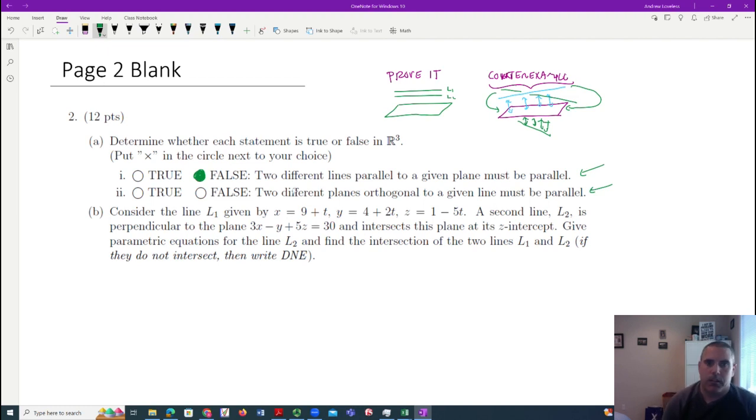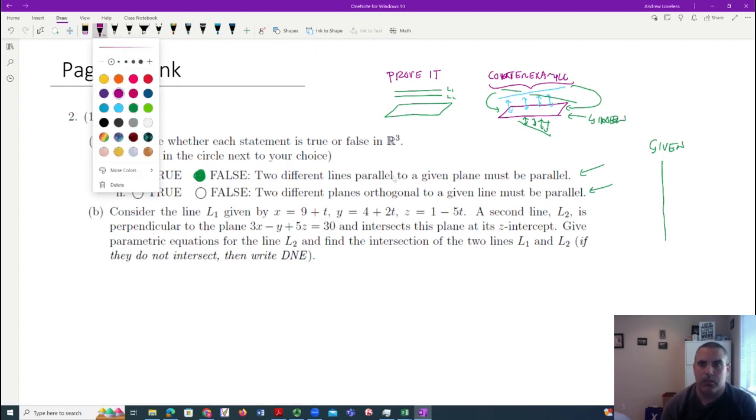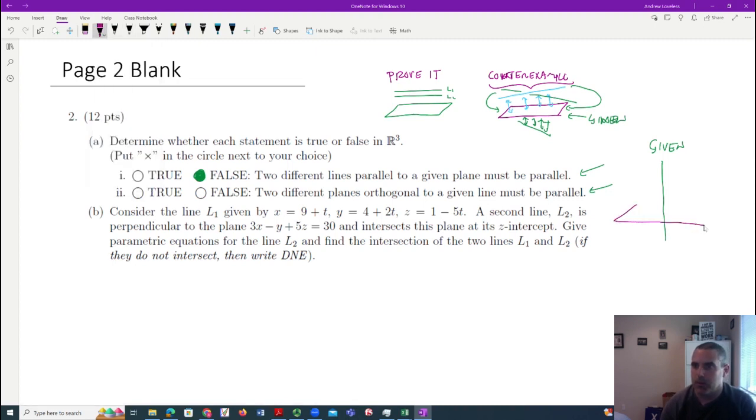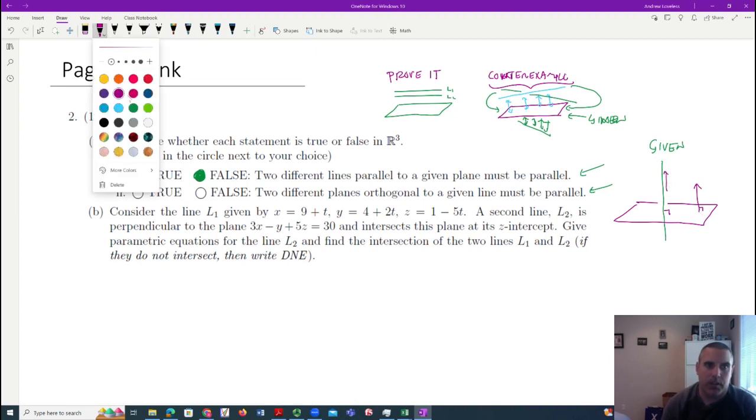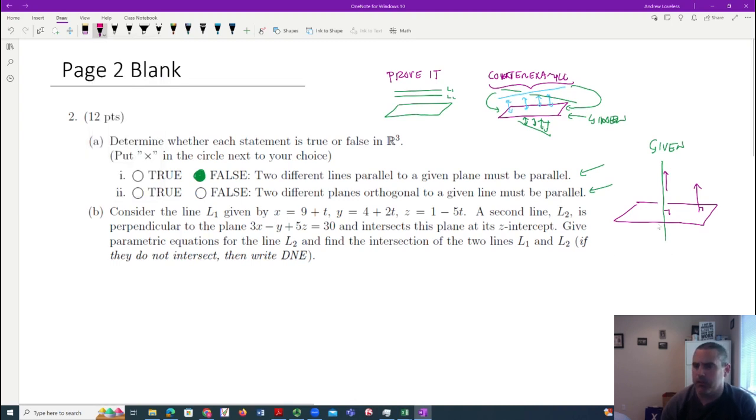Okay, other thing. Two different planes orthogonal to a given line. So now I have a given line. So this is given. This is given. And then I want to draw two planes that are perpendicular to it. Okay, so here's a plane that's perpendicular to it. And that means, we like this scenario, that means the normal vector is parallel to the direction vector for the line. But now I have to draw another plane that's perpendicular to it.